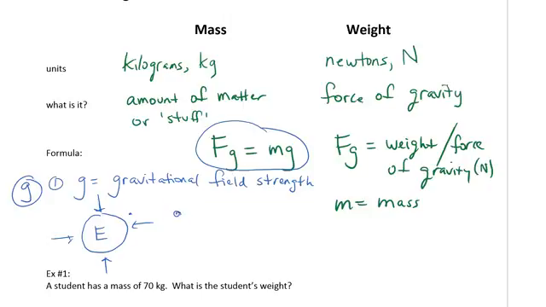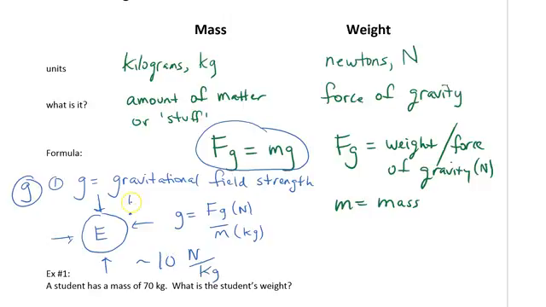Let me rearrange this to say g is equal to, if I solve for g, then I need to divide both sides by m. So I get Fg over m. And I'm doing this just to think about what would the units be for g. Well, the units for force is newtons, and the units for mass is kilograms. So the units for this would be newtons per kilogram. And so the gravitational field strength close to the Earth is approximately 9.8, but for today we're just going to call it 10 newtons per kilogram.